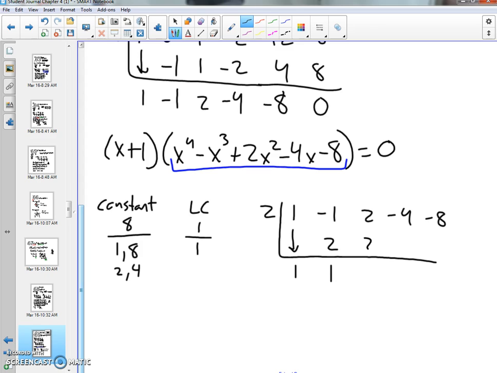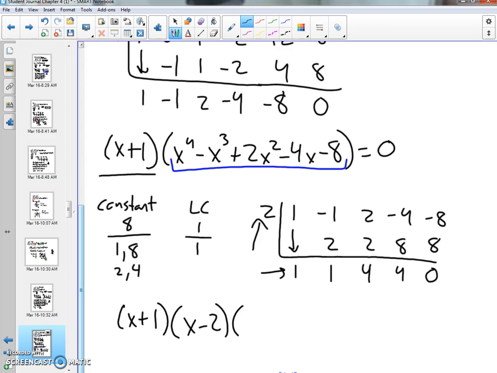So doing the synthetic division here, I do get a remainder of 0, so I know 2 is a solution. So I have to carry down this x plus 1. From here, I get x minus 2. And then from here, I get the remaining polynomial. So this is x to the 3rd plus x squared plus 4x plus 4.